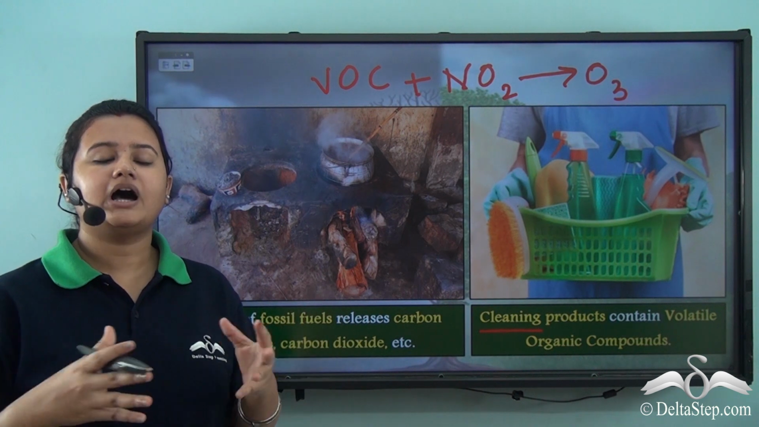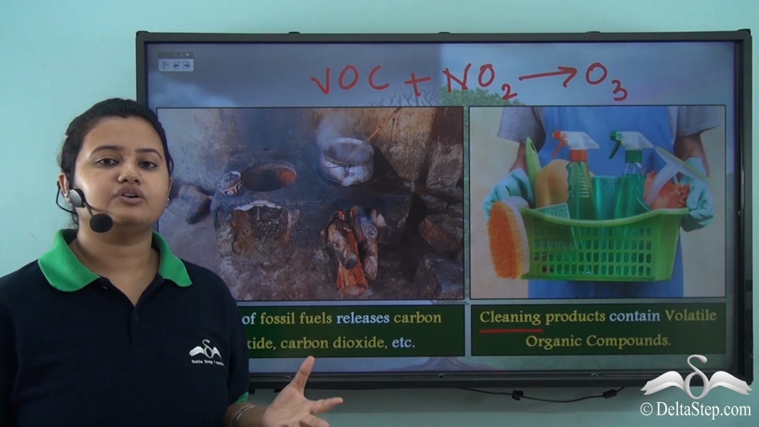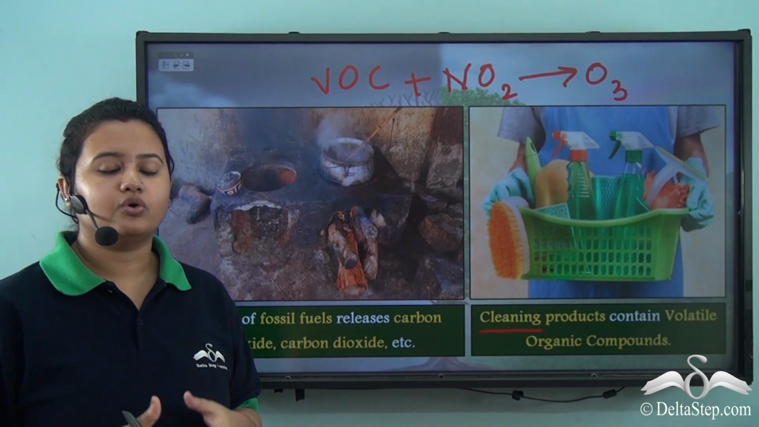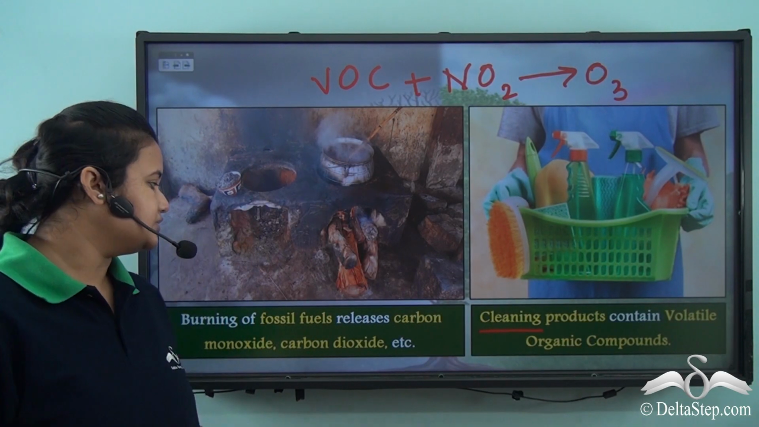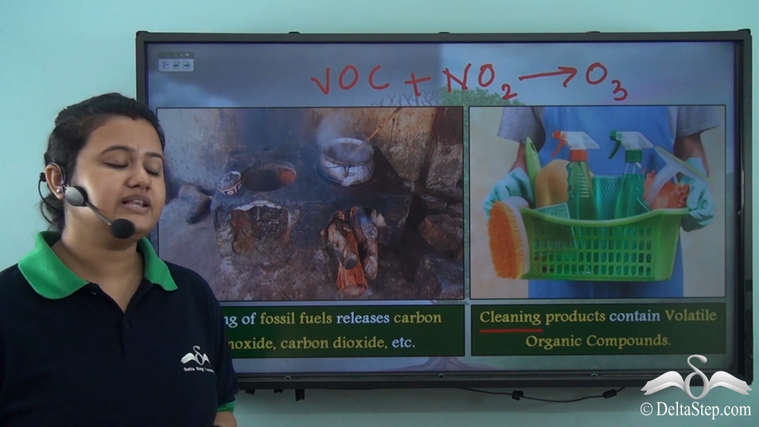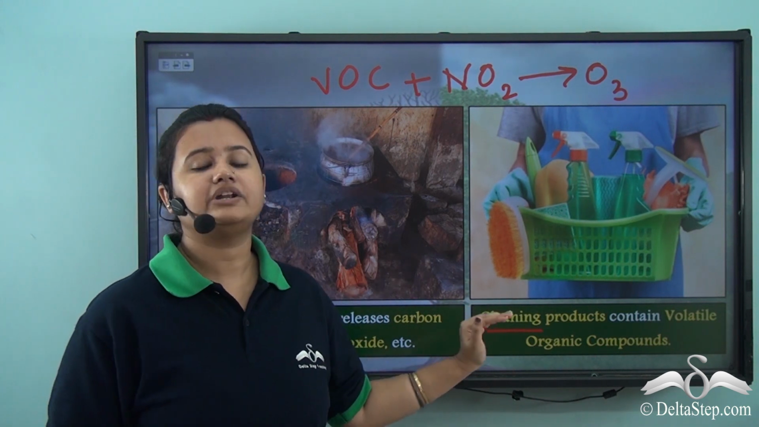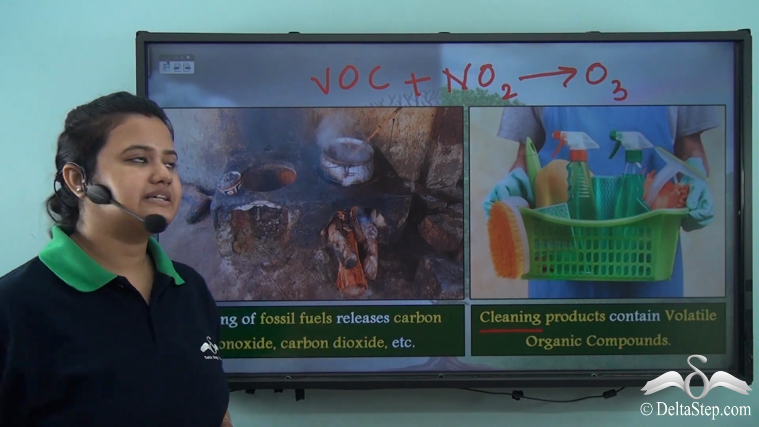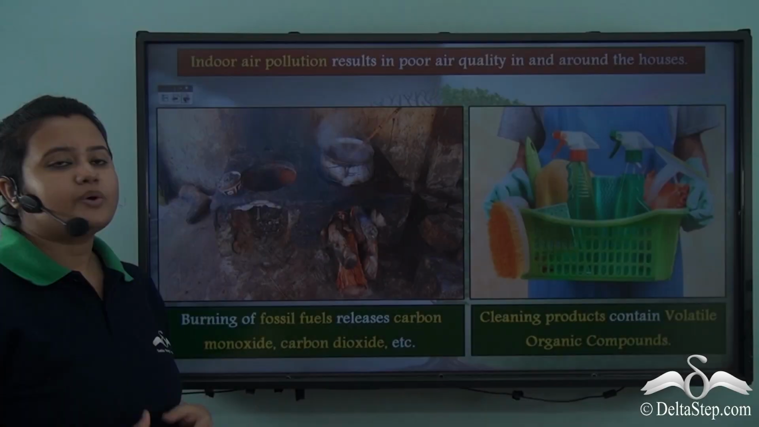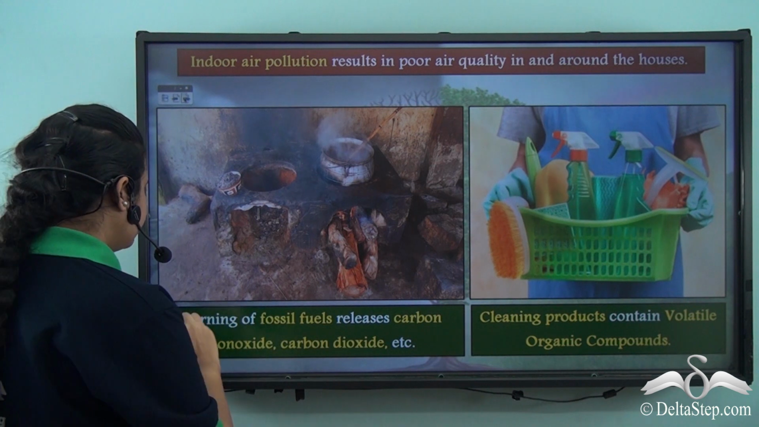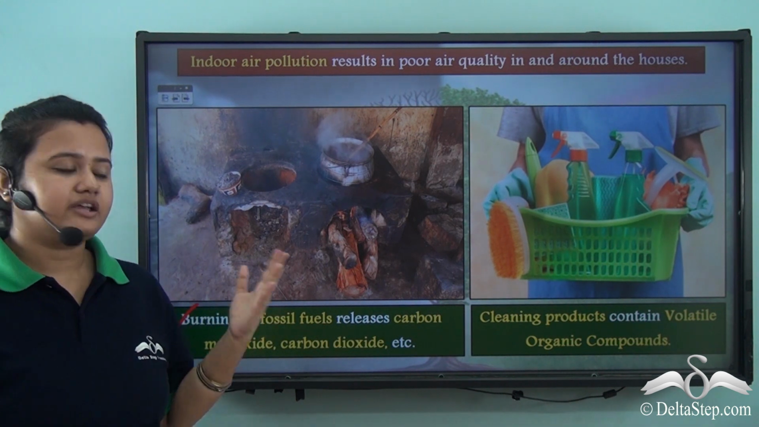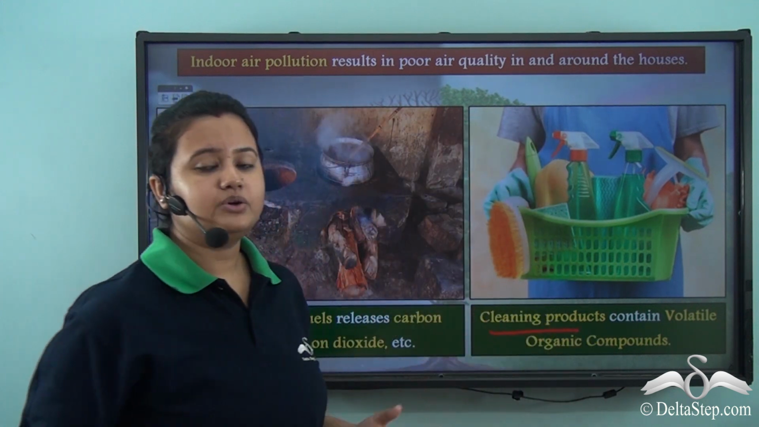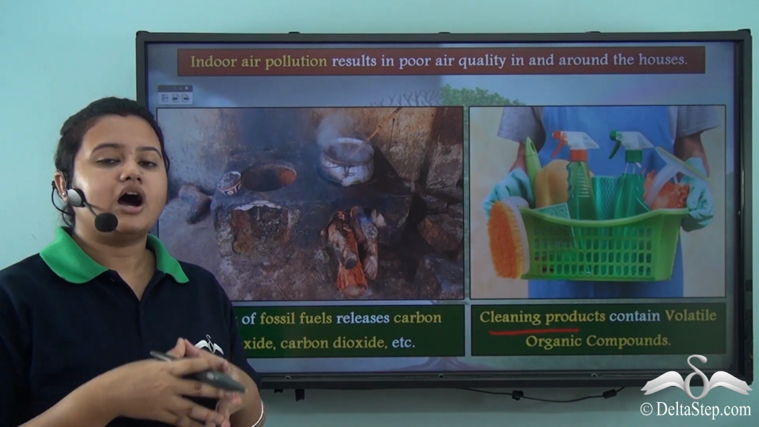So apart from the outside wall, the interior of our homes is also polluted. The interior of our homes gets polluted due to burning of fossil fuels and using household cleaning products. Now can you tell me what kind of pollution this is? As I just mentioned, burning fossil fuels in our kitchens and using cleaning products at our homes can pollute the surroundings of our houses.